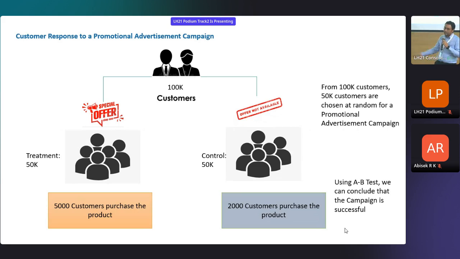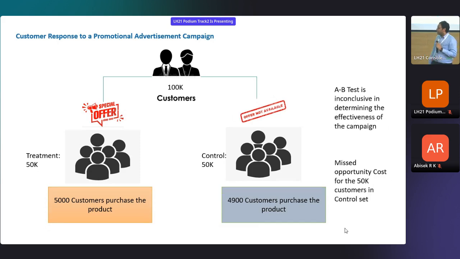Let's take the first example. Maybe 5,000 customers in the treatment group purchased the item versus 2,000 in the control. In this case, we can easily conclude that the treatment is super successful, and we can give this ad campaign to all of the customers and expect a huge uplift in sales. However, such is not the case in reality. We might see more subtle differences, like 5,000 customers purchased in the treatment group, whereas 4,900 in the control group. In this scenario, it's very difficult to conclude on the effectiveness of this campaign.